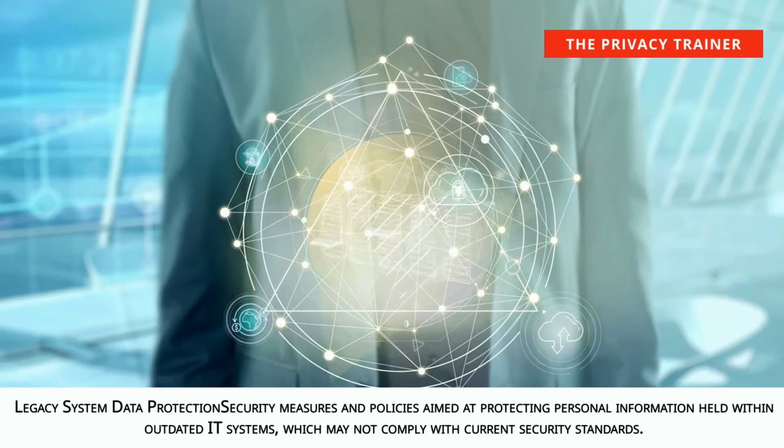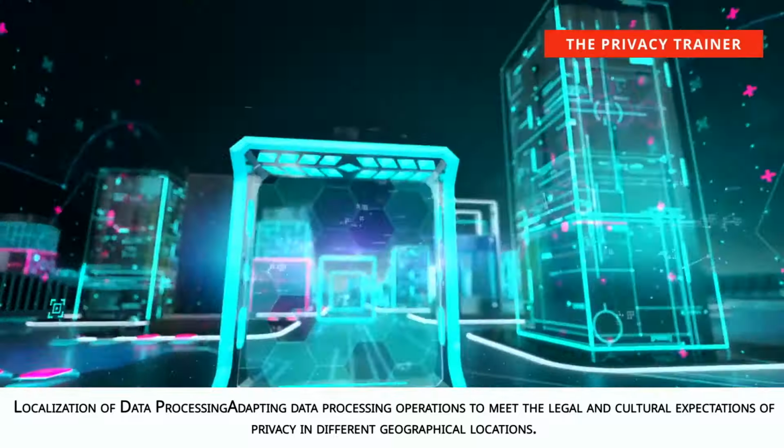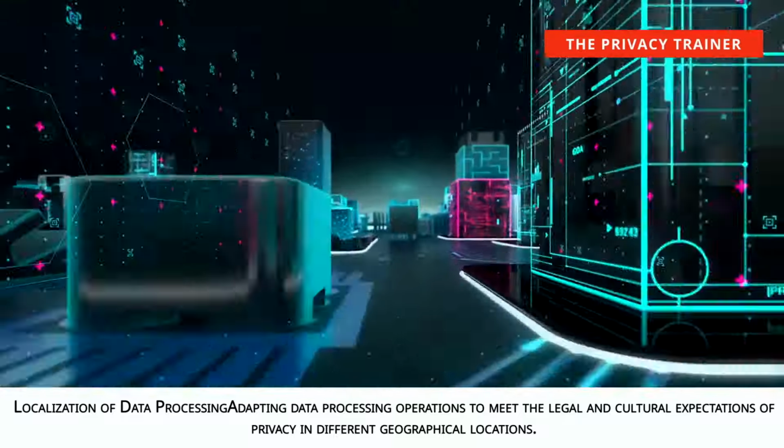Liveliness detection: technologies used in authentication processes to detect signs of life, preventing unauthorized access via spoofing or the use of non-living replicas. Linked data: privacy concerns associated with managing privacy risks when datasets are interconnected, particularly in semantic web technologies. Load balancing: privacy strategies to ensure that data processing loads do not compromise the privacy or integrity of the information being handled. Localization of data processing: adapting data processing operations to meet the legal and cultural expectations of privacy in different geographical locations.